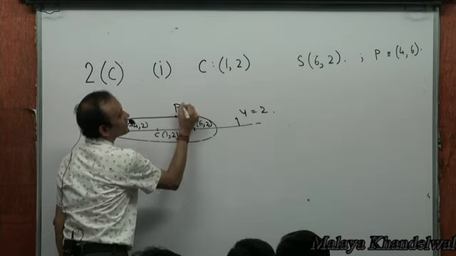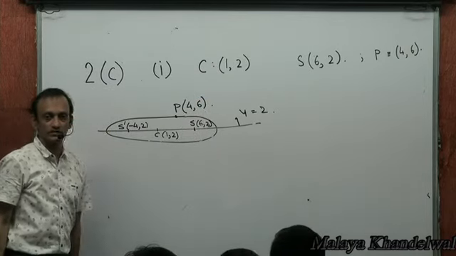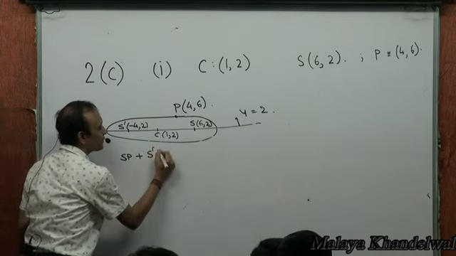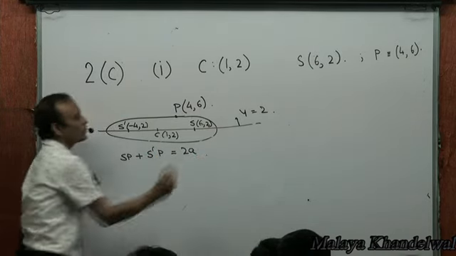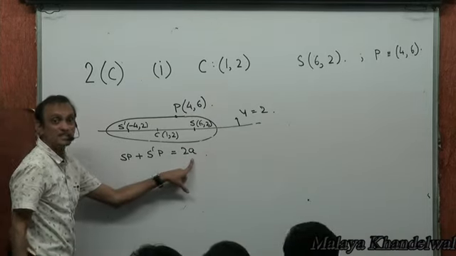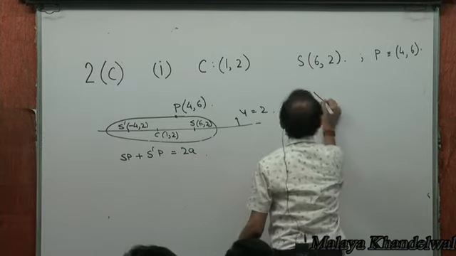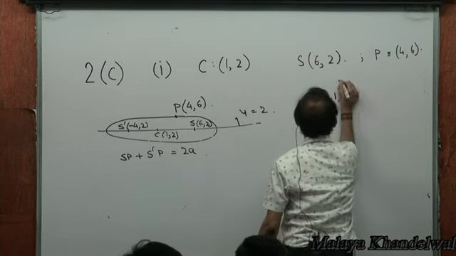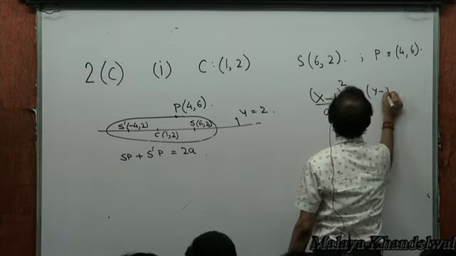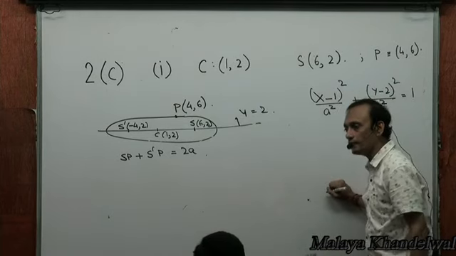There is a point P on the ellipse which is (4, 6). Now SP plus S prime P would be the major axis 2a, right? So I can find small a of the ellipse. Very clearly, the form of this ellipse would be (x minus 1) whole squared by a squared, the square of the semi-major axis, plus (y minus 2) whole squared by b squared, the square of the semi-minor axis, equal to 1, right?